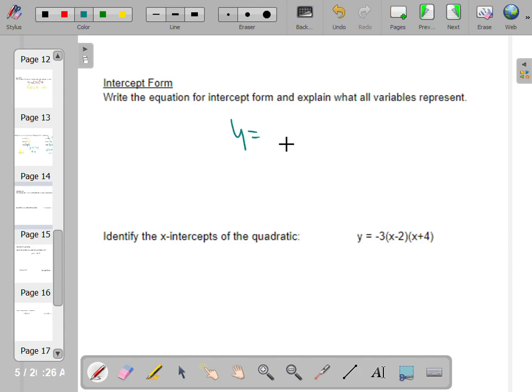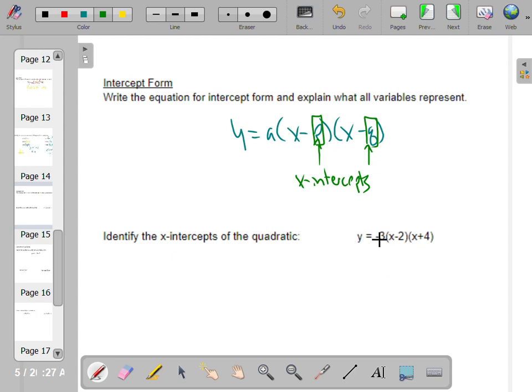Intercept form, a times x minus p, x minus q. Again, a does the same thing in all three forms. It tells you whether it opens up or down and affects the width. But p and q are the x-intercepts. It's kind of like vertex form where there's a minus sign built in. It's easiest to see it when you have an example.